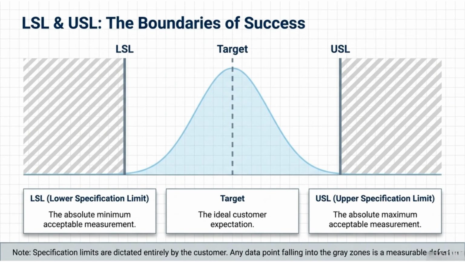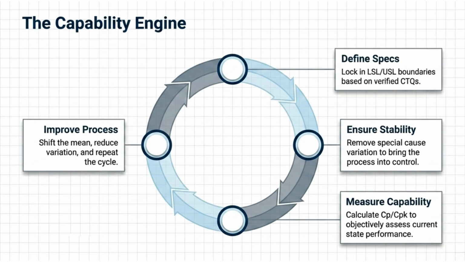The lower and upper specification limits, LSL and USL, define the boundaries of success. The LSL is the minimum acceptable measurement, and the USL is the maximum. The target is the ideal customer expectation. Any data falling outside these limits is a defect. The capability engine is a continuous cycle. It begins by defining specs based on CTQs, ensuring stability by removing special cause variation, measuring capability to assess performance, and finally, improving the process by reducing variation and repeating the cycle.